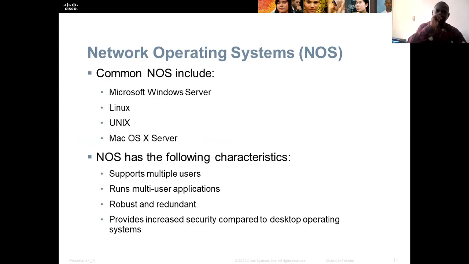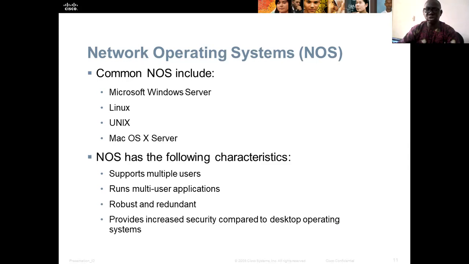Now, the common network operating systems include Microsoft Windows Server, starting from Windows NT, Windows NT 4.0, 5.0, then Windows Server 2002 or thereabout. Now we have the current Windows servers. You can just search the net for that. We also have Linux, Unix, and Mac OS servers too.